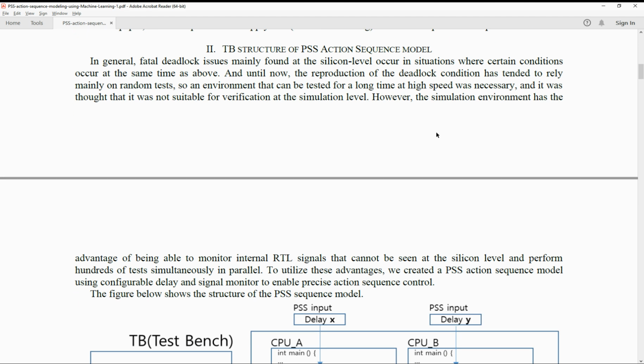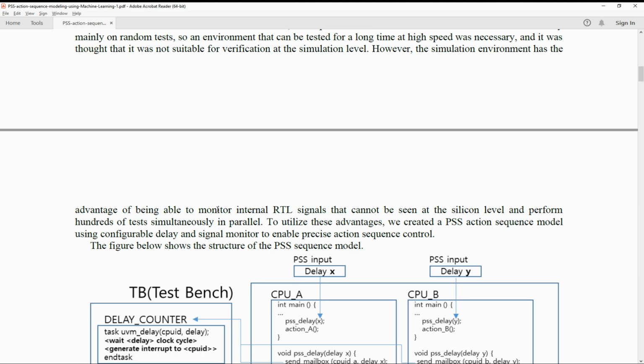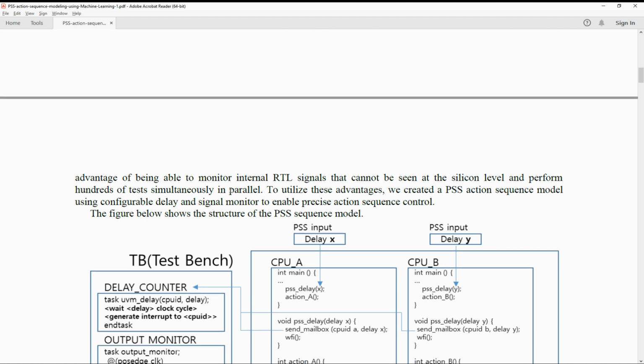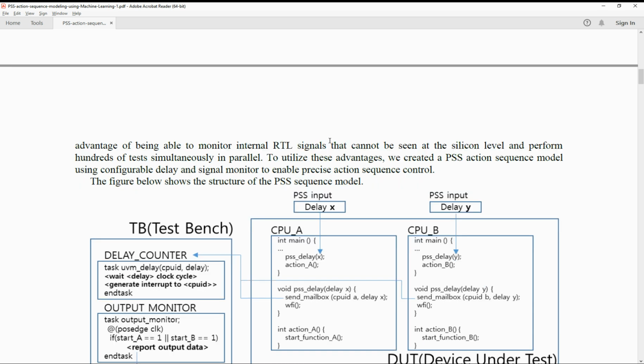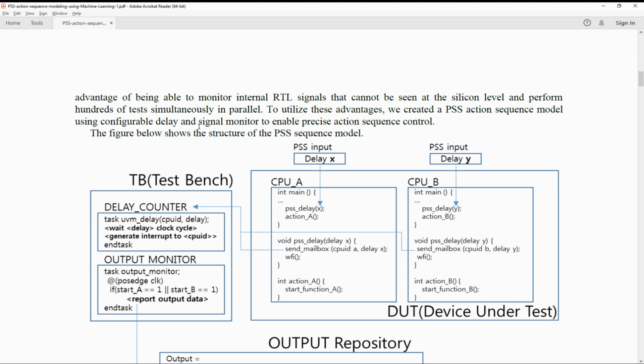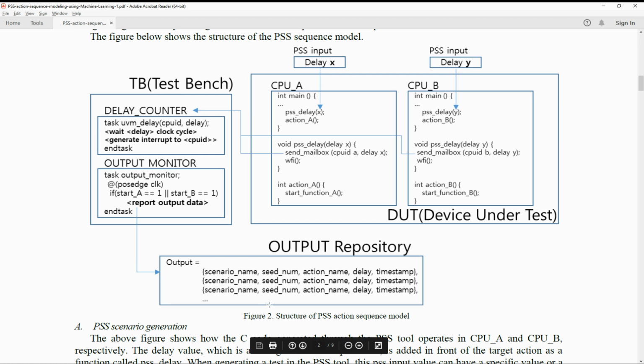However, the simulation environment has the advantage of being able to monitor internal RTL signals that cannot be seen at the silicon level and perform hundreds of tests simultaneously in parallel. To utilize these advantages, we created a PSS action sequence model using configurable delay and signal monitor to enable precise action sequence control. The figure below shows the structure of a PSS sequence model. Figure 2, structure of a PSS action sequence model.